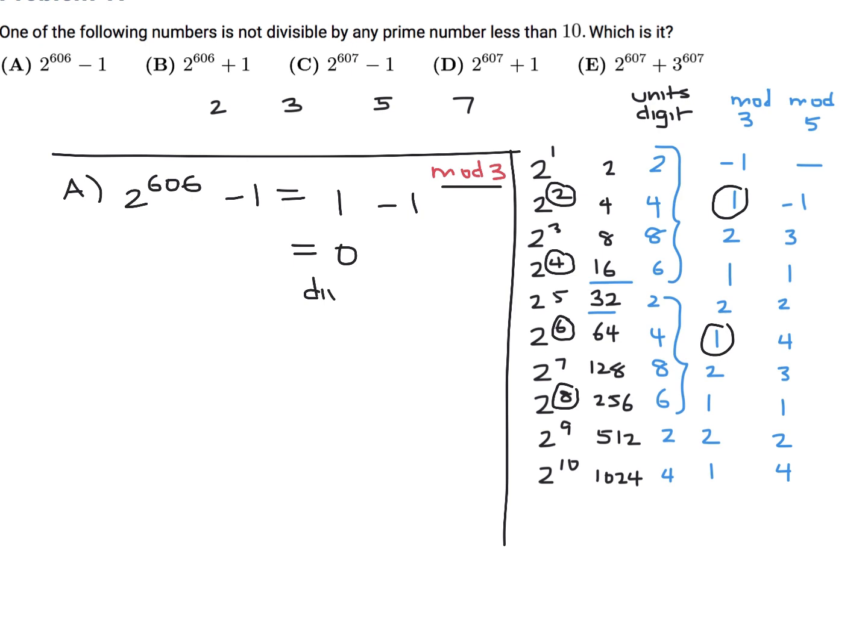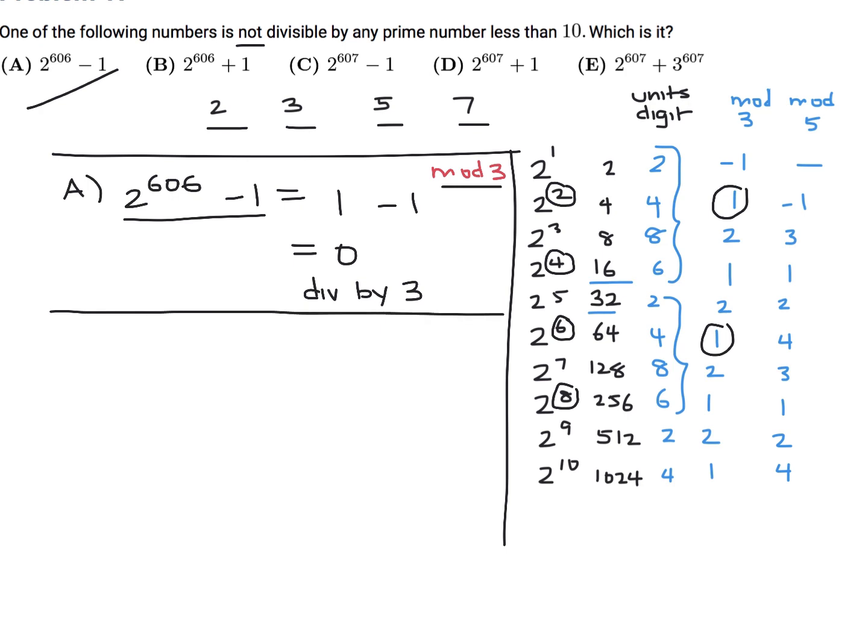Now, is that divisible by 3? Yes. If mod 3 of this guy is 0, that means that this number is divisible by 3. So because it's divisible by 3, it is not one of the answers, because we want something that's not divisible by any of these primes. Got it? Okay, so let's keep going here.